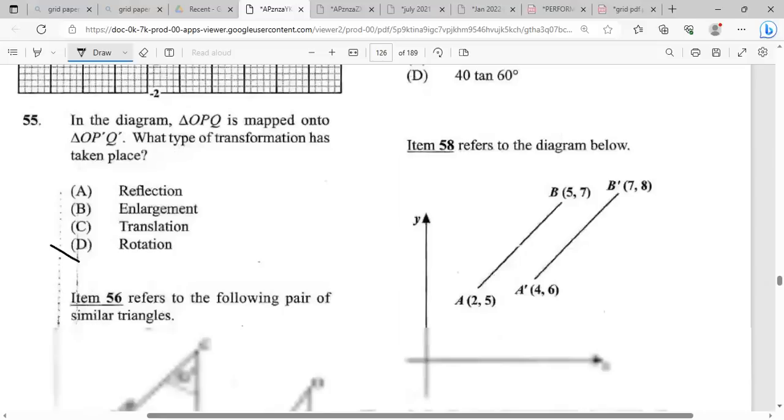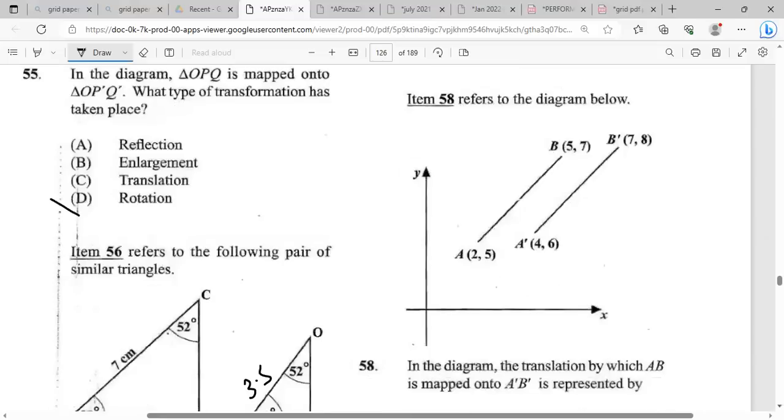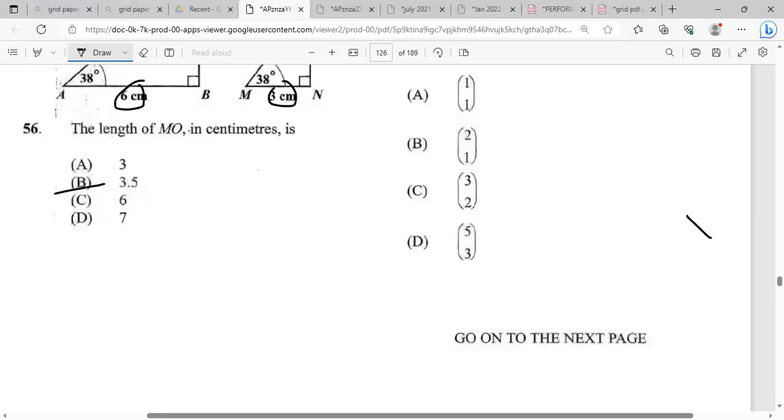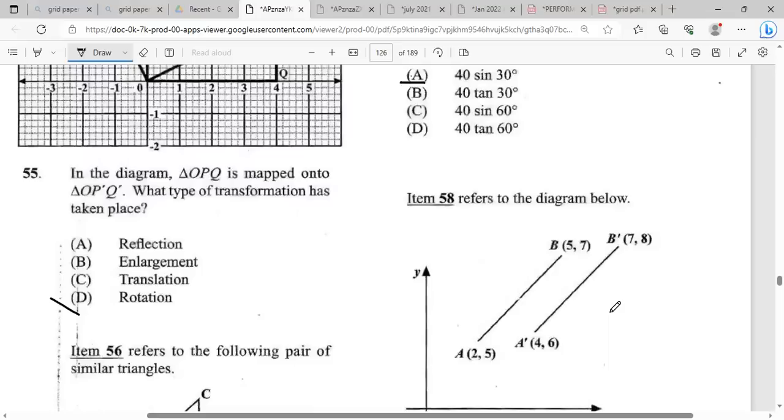Careful with it. 58 refers to the following diagram. In the diagram, translation AB is mapped onto that. So we went from 5 to 7 and from 7 to 8. Here they added 2, and here they added 1 on the y. So that's 2, 1.